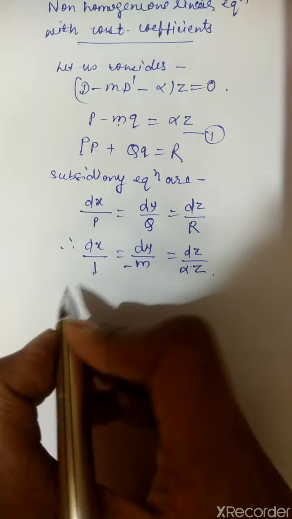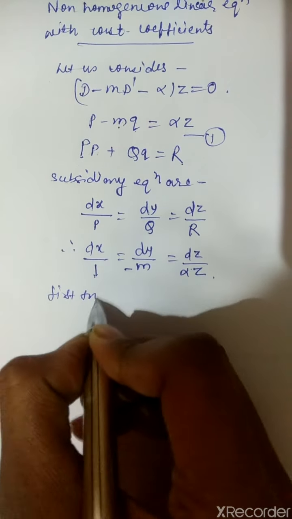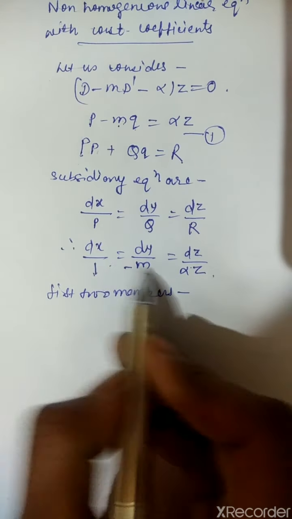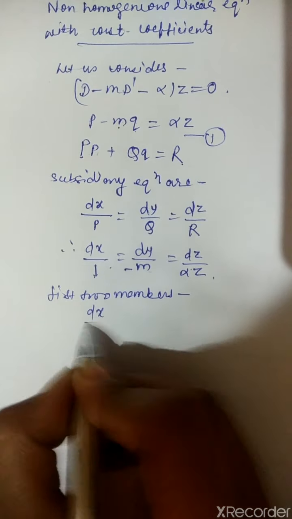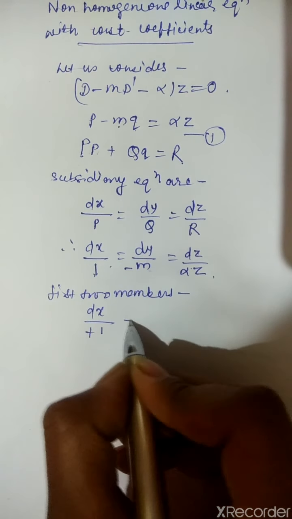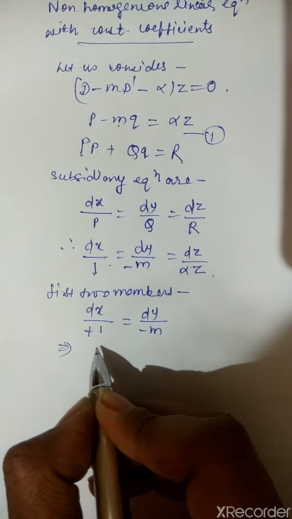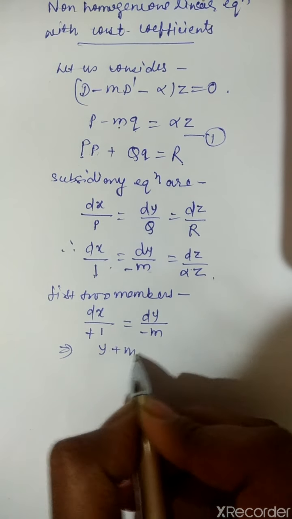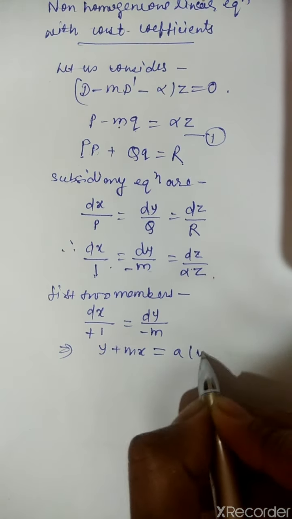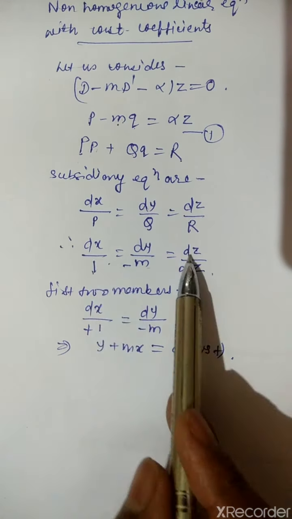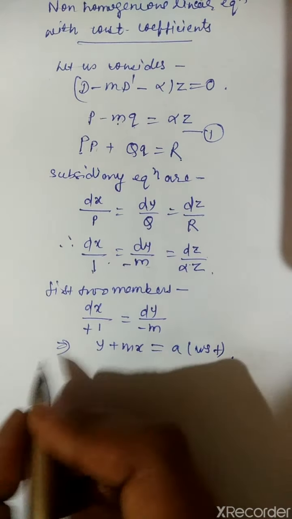Fine. So now the first two members. What we get from the first two members is dx divided by 1 equals dy divided by minus m. And by solving this, what we get here is y + mx = a constant.